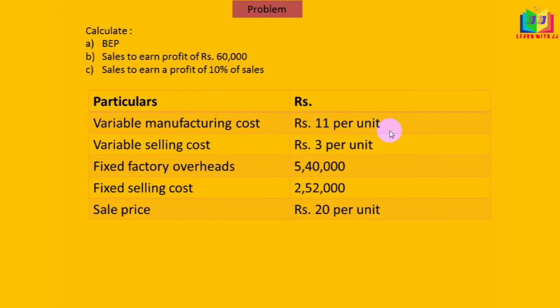Variable manufacturing cost rupees 11 per unit, variable selling cost rupees 3 per unit, fixed factory overhead 5,40,000, fixed selling cost 2,52,000, sale price rupees 20 per unit. Using this information we have to find the break even point, sales to earn a profit of 60,000, and sales to earn a profit of 10% of sales. And this is a new thing in this video. I'll tell you how to calculate this sales. Okay, let's start doing the problem now.